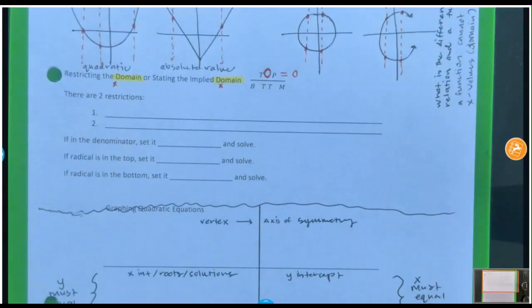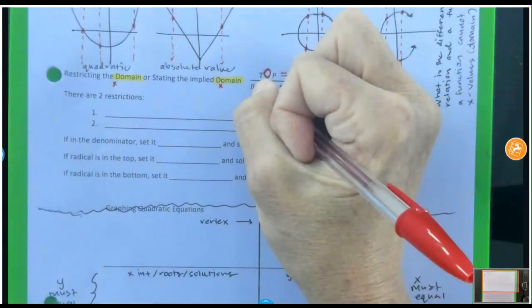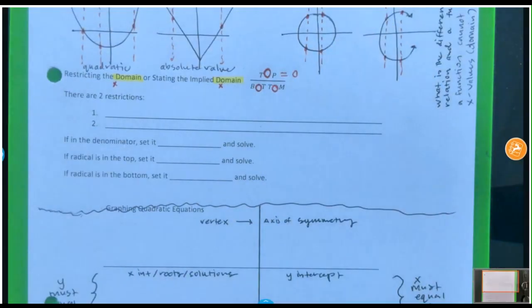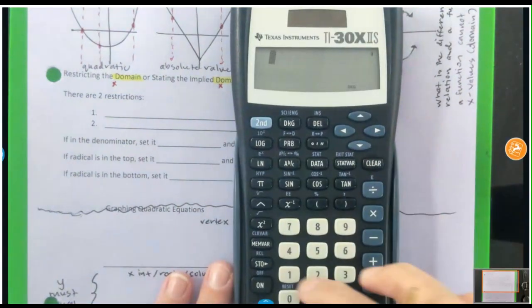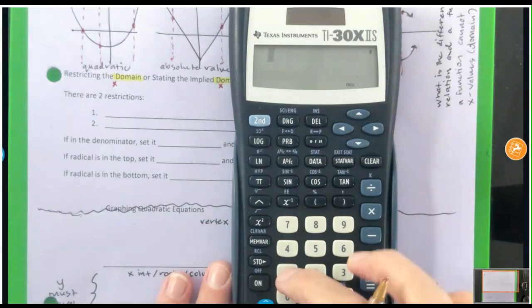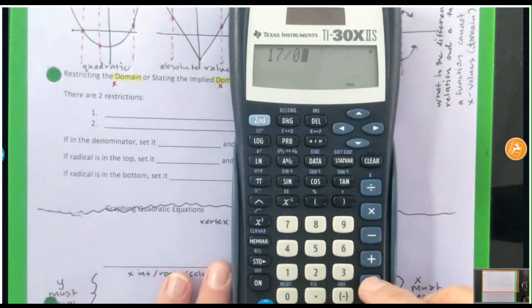But what about if 0 is in the bottom? We have 2 zeros, and I'm going to tell you what that means. Okay, so let's reverse that. I'll start with myself. My birthday date is 17. So 0 divided by 17. Oh, I'm sorry. It's supposed to be on the bottom. 17 divided by 0. It says error divided by 0.